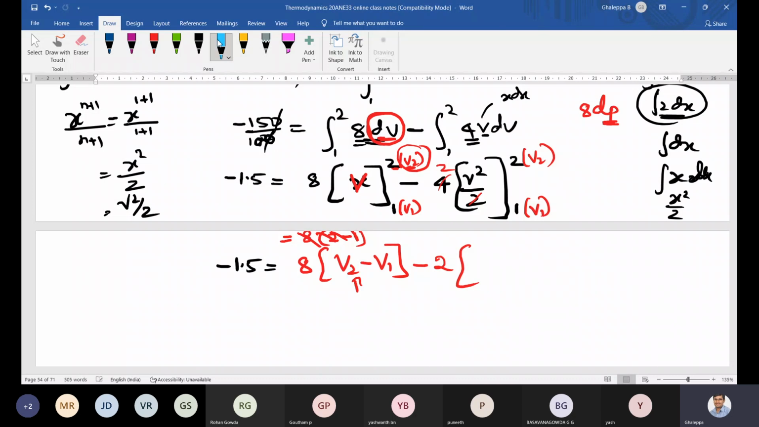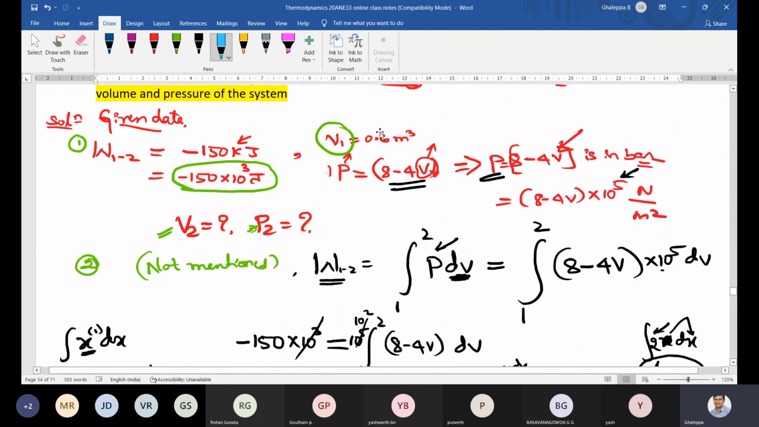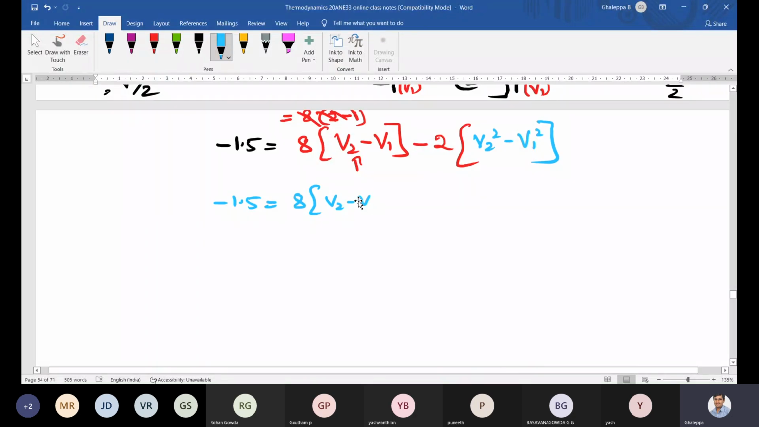V2 square. Okay, so V2 square. Yes, correct. So substitute all the values. Minus 1.5, you write 8, V2 minus V1. I think V1 is given. How much has he given in the numerical? V1 value is 0.6. That is what he has given here. So write down that value. V1 is 0.6 directly, minus 2.